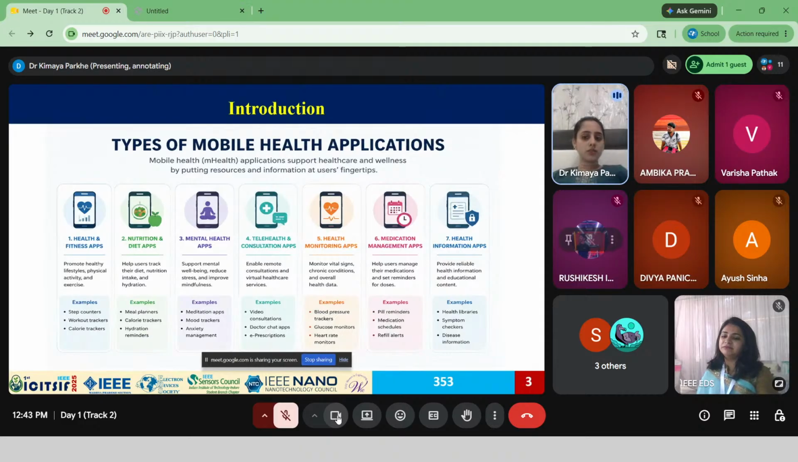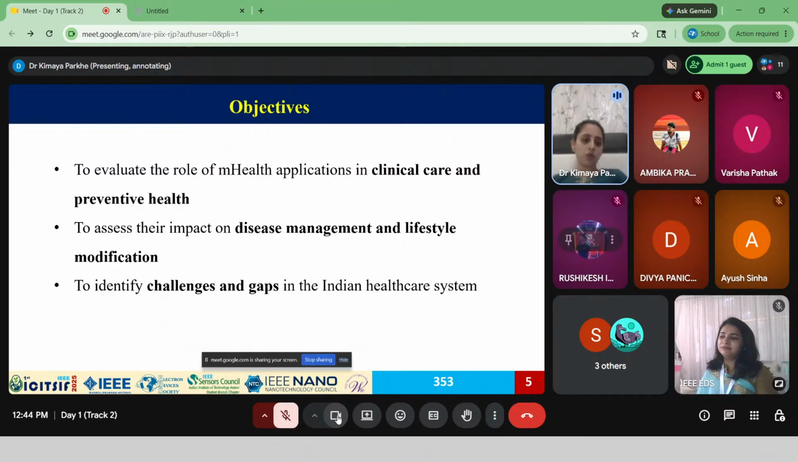In short, these are a few types of mobile health applications: first is health and fitness apps, second is nutrition and diet apps, third is mental health applications, fourth is telehealth and consultations, fifth is health monitoring, sixth is medication management, and seventh is health information. All of us must have used these at some point in our life.